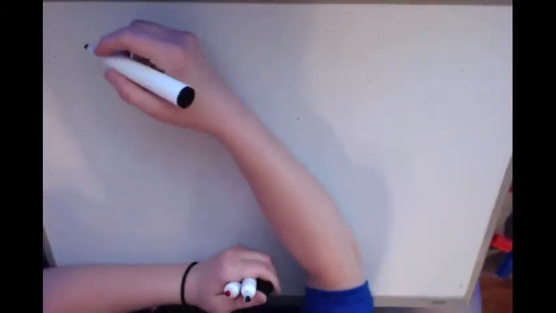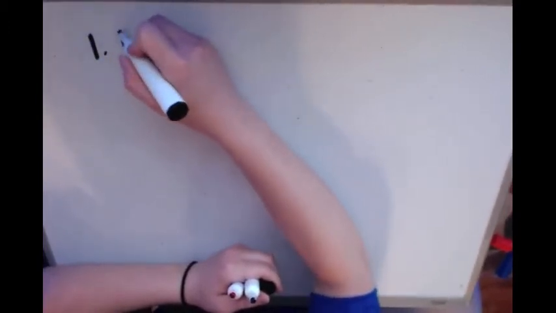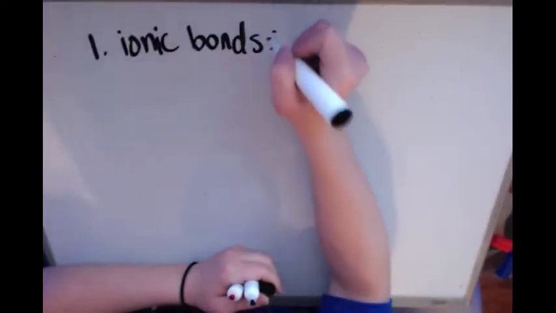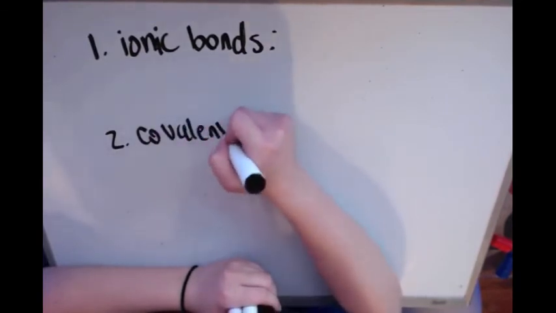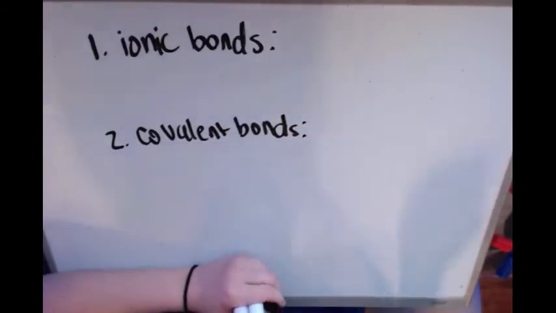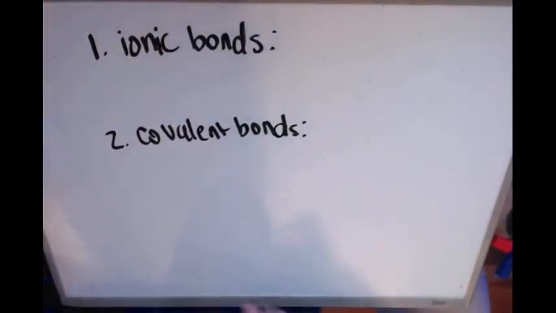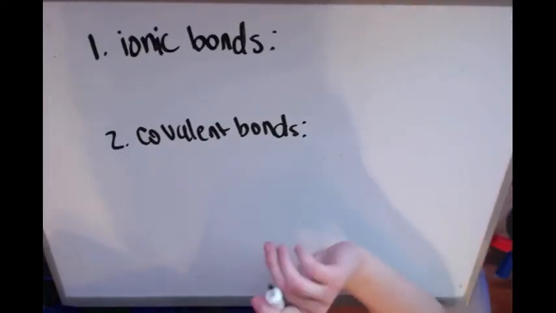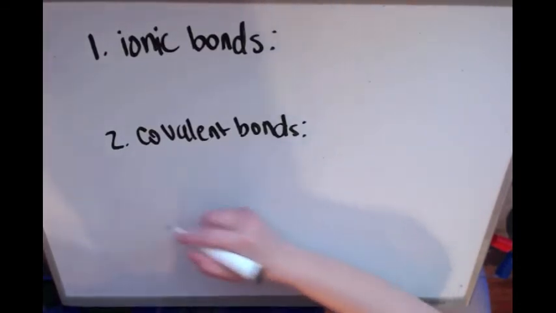So in class, you have learned about two main types of bonds, right? You've learned about ionic bonds and you've learned about covalent bonds. Before I give you a simple definition of what these two things are, I think we should talk about what bonds are. And in order to talk about what bonds are, we should talk about chemical reactions, because we're in chemistry, and chemistry is all about reactions, right?